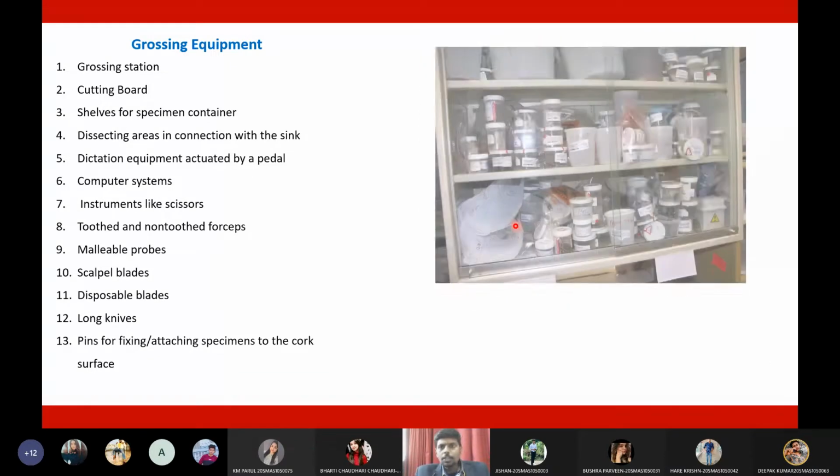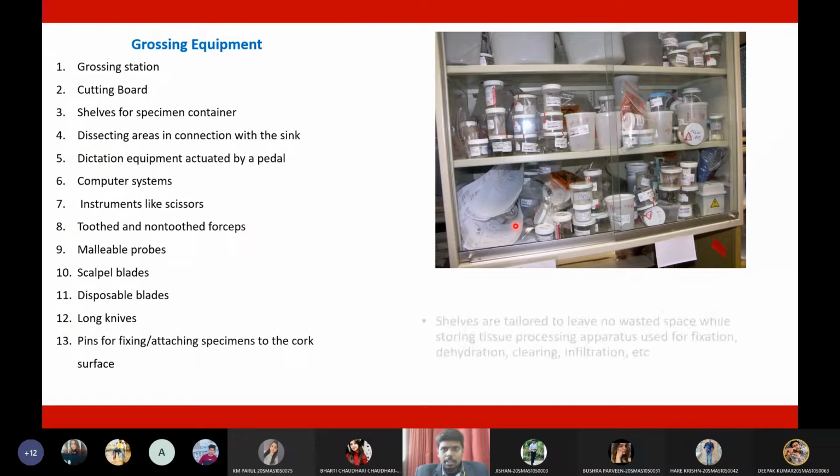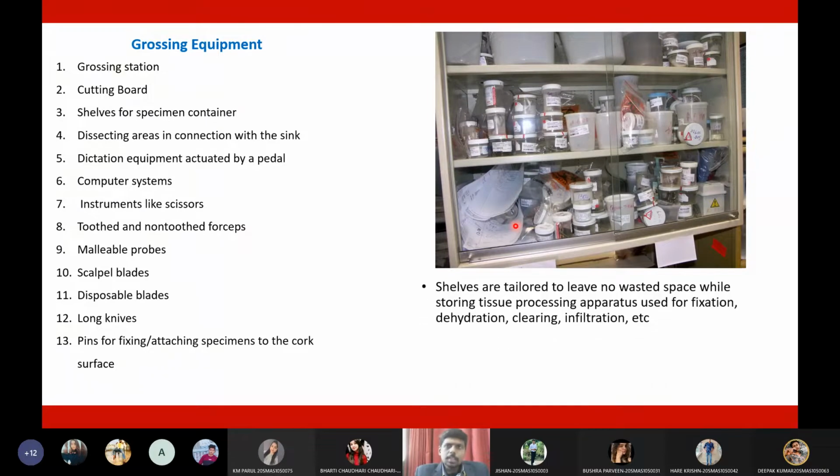Then we have shelves. The idea of shelves is to reduce space, for proper space management, and for keeping all reagents, we will need shelves. So there is nothing much about shelves. In the shelves, we can keep the reagents that are necessary for tissue processing, like reagents for fixation, dehydration, clearing, infiltration, cutting, everything. Okay. So we need rigid shelves in the lab.